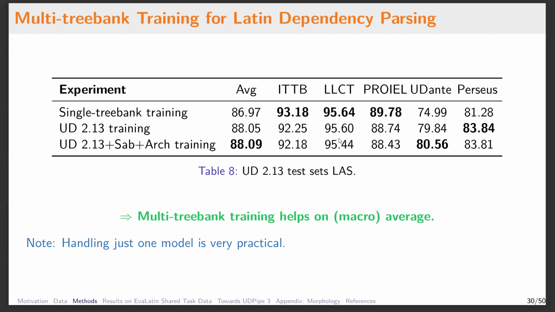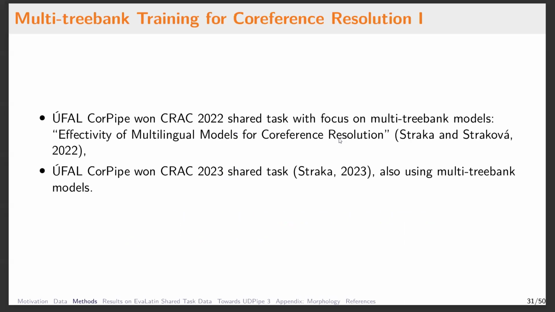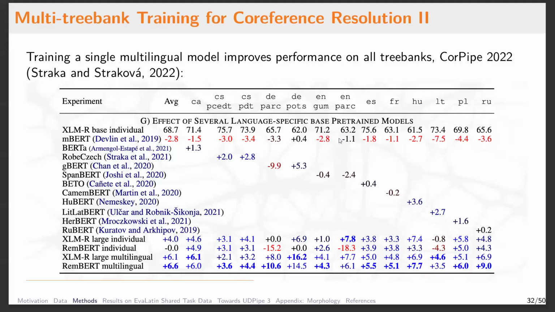So I'm now going to sidestep from the shared task and show you some results from another shared task where we did multi-treebank training too. This was the coreference resolution shared task from last year and the year before. And in 2022, we actually focused on multi-treebank models, and the paper was specifically called Effectivity of Multilingual Models for Coreference Resolution. And please ignore most of the numbers.